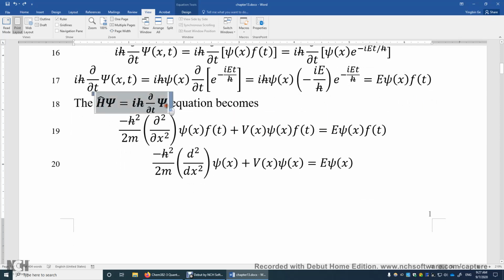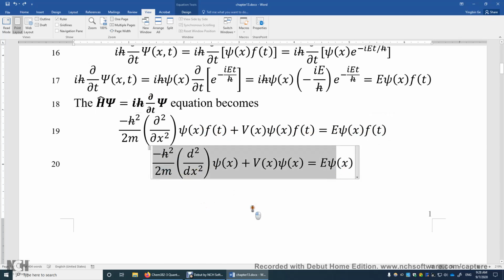Now the Schrodinger equation for the one-dimensional particle becomes this. On the left-hand side, you have kinetic energy being applied to the wave function, and potential energy being applied to the wave function. On the right-hand side, this is actually from this i h bar times delta psi over delta t. Now you can see F of t can be cancelled. Now we have this equation.